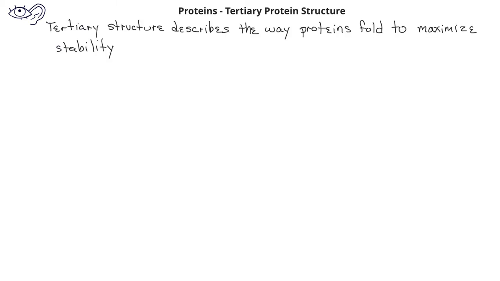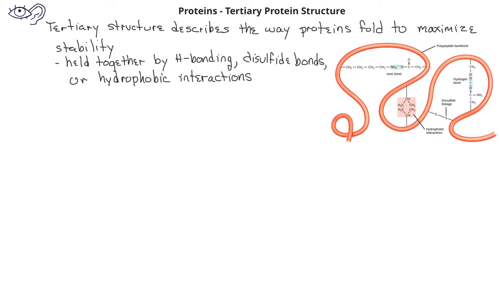Another significant type of protein structure is tertiary structure. Tertiary structure describes the way proteins fold to maximize stability. These folds can be held together by disulfide bonds, hydrogen bonding, or hydrophobic interactions between nonpolar side chains on neighboring amino acid units. This tertiary structure is due primarily to the primary structure or the sequence of amino acids.